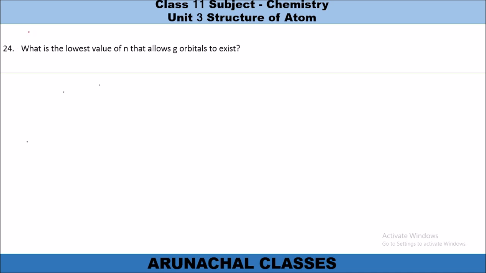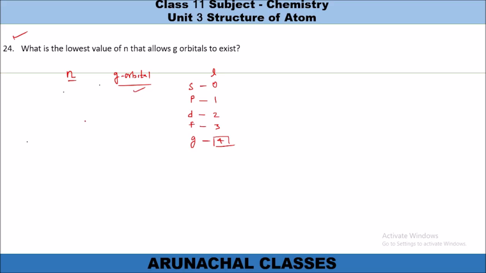Now we have question number 24. The question is, what is the lowest value of n that allows g orbital to exist? S, P, D, F. For S orbital, the L value, that is azimuthal quantum number, is 0. For P orbital it is 1. For D it is 2. For F it is 3. Then for G orbital it is 4. So the L value is 4 for the G orbital.